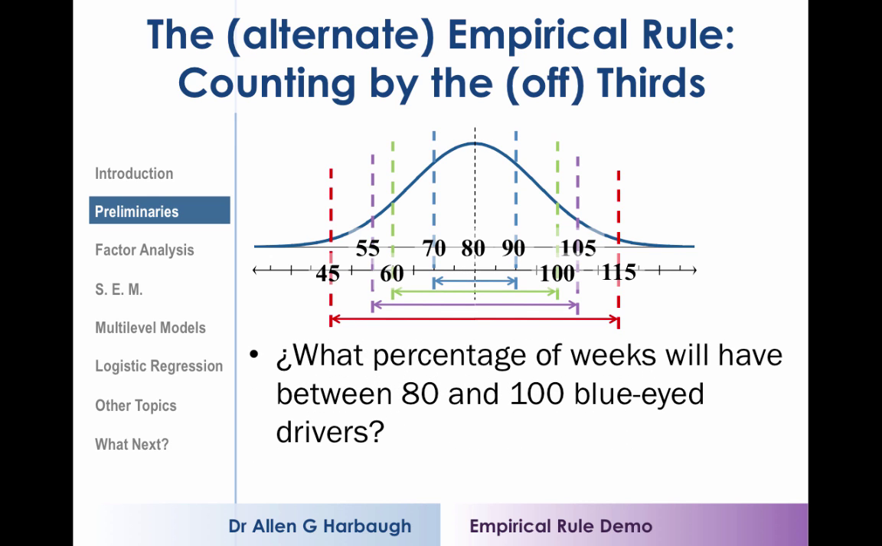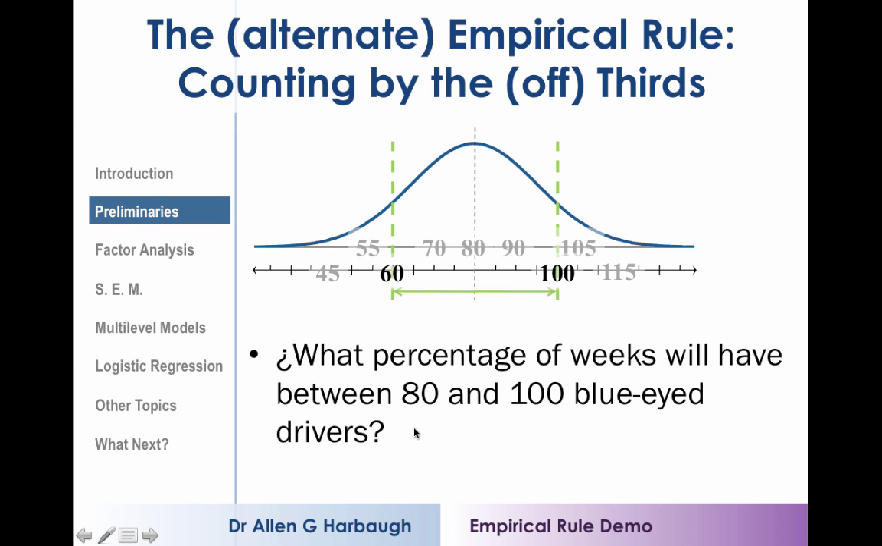What percentage of weeks will have between 80 and 100 blue-eyed drivers? Well, we recognize that between 60 and 100 captures 80% of the data. Since the curve is symmetric, half of 80 is 40, and that would be between 60 and 80, and the other 40 would be between 80 and 100. So there would be 40% of the weeks in which you would have between 80 and 100 blue-eyed drivers.